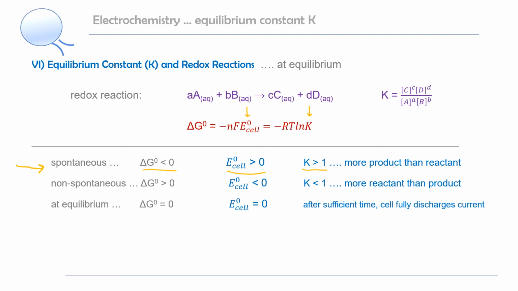A spontaneous process just happens. We don't have to do any work to make it go. The cell potential is positive. Equilibrium constant is bigger than 1. Products are favored. Non-spontaneous processes: Gibbs free energy change positive, cell potential is negative. These are electrolytic cells, and unless we provide an external power source to drive it, we are going to have more reactant than product. K is going to be less than 1. And finally, if we are at equilibrium, the Gibbs free energy change is 0 and the cell potential is 0.